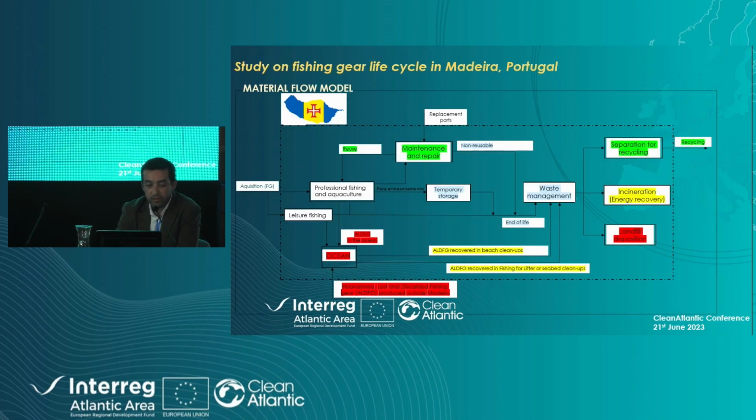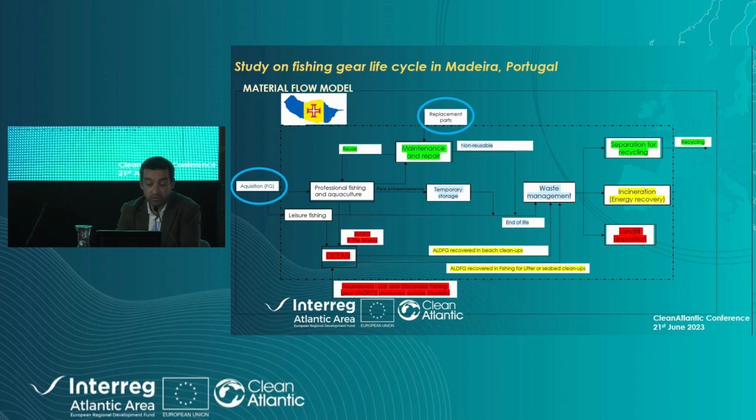So this is a material flow model. This is very complex, but I'll try to divide it. So first thing is what's coming in. So the materials could come in from acquisition, the first buy, and then replacement parts. And this is for fishing gear in general. Some fisheries won't have this, others will.